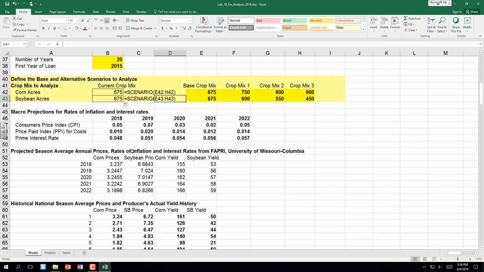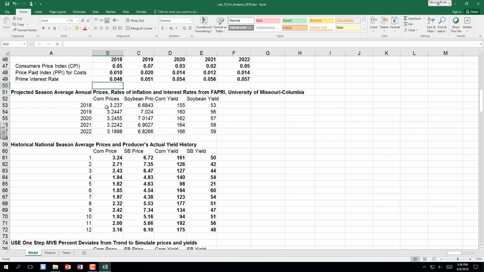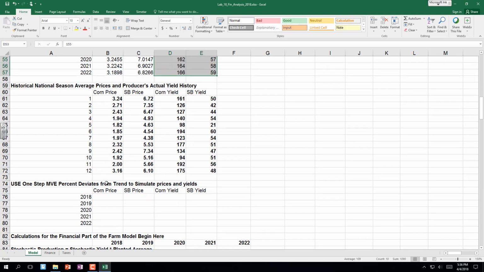Okay? We have some projected inflation rates that we're going to use. This will be CPI, for inflating the family living expenses, the base draw on family living. This PPI is going to be the inflation rate that we'll use for all costs, fixed costs and variable costs and harvesting costs, production costs. And then there's that prime interest rate. So we have some projected annual prices here for corn and soybeans. Those are the 2 crops, and we have corn and soybean yield. And we have some historical data here.